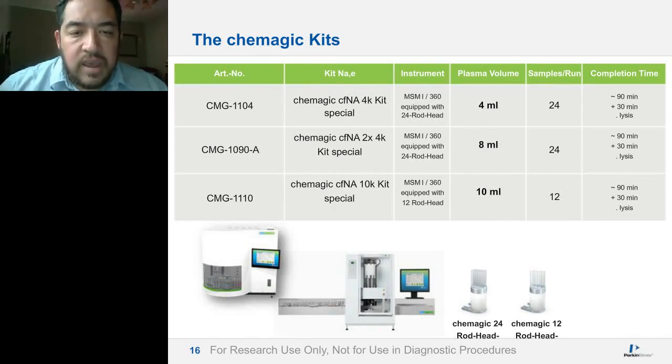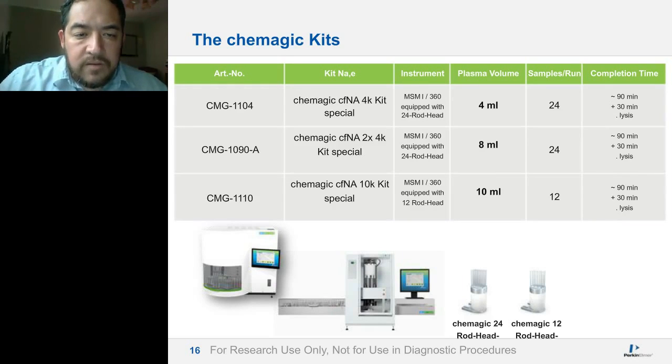So the different kits that we have: the CMG-1104 refers to the 4 mL plasma volume that we can run on our high throughput systems, either the chemagic 360 or chemagic MSM1, which are shown below just to illustrate. This is the chemagic 360, and this is the chemagic MSM1. Both instruments use the same rod heads, and they're essentially 2 different versions of the instrument, the MSM1 being in the field longer, the 360 being the newer instrument.